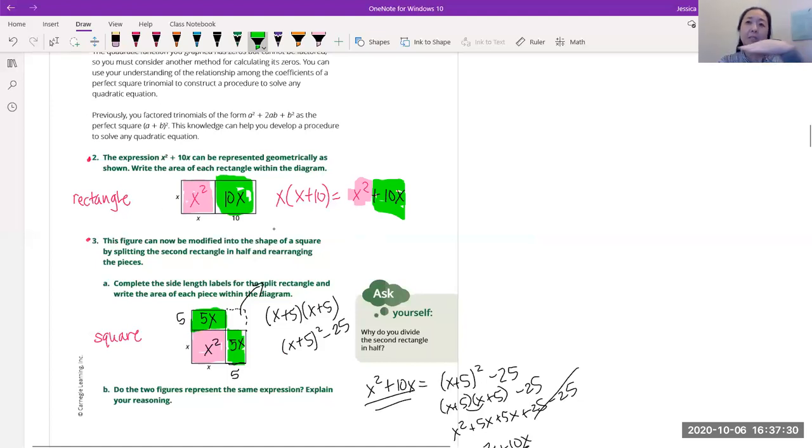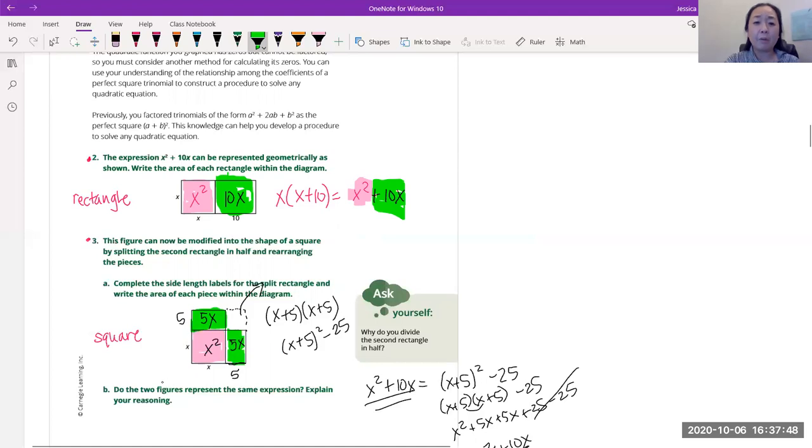X times x plus 10, right? And so we know that the sides are not the same, so it's definitely going to be a rectangle. Okay, so we just made this a rectangle. But the question is, can we make this area into a square, right?